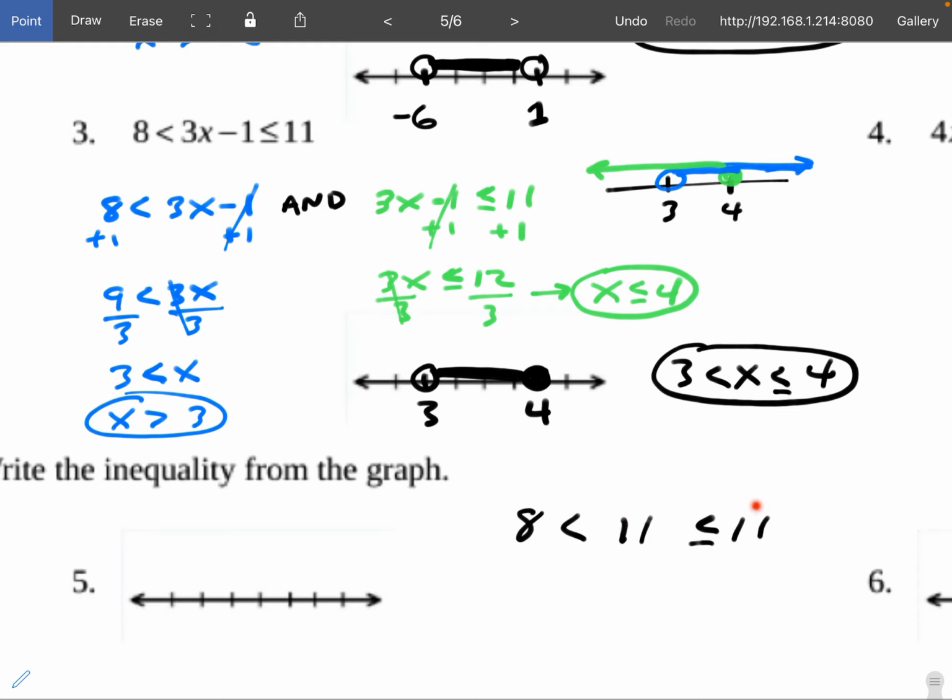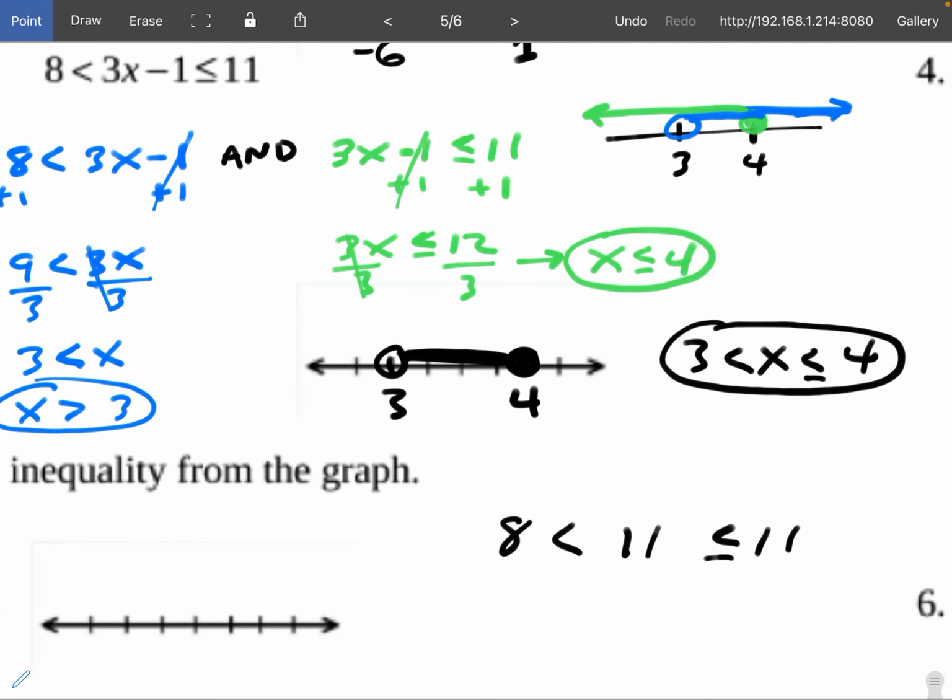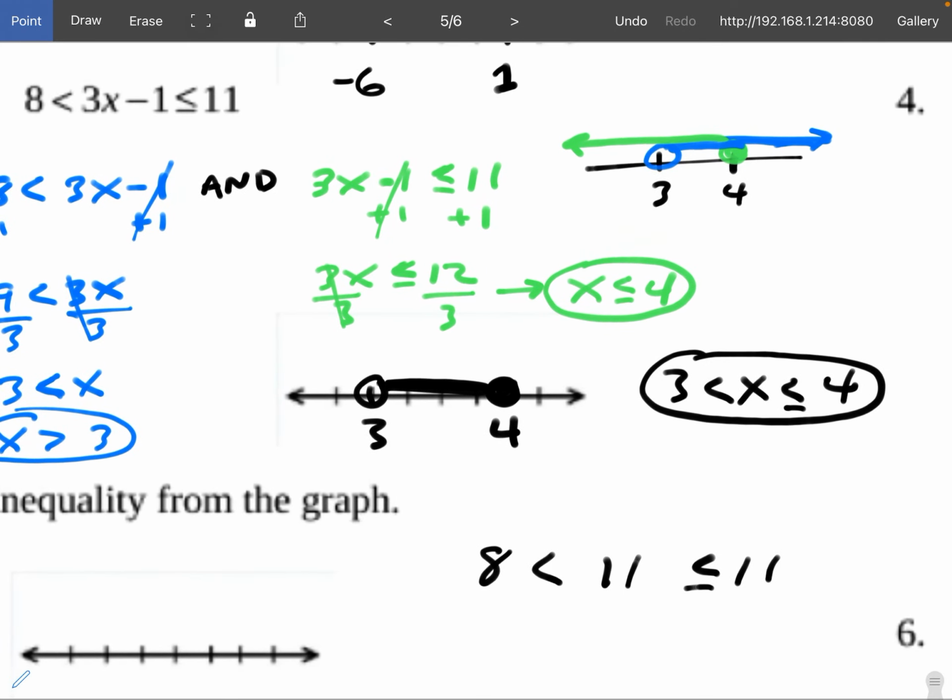Well, is this one true? Yeah, 8 is less than 11. What about this one? Is 11 less than or equal to 11? Remember, it's a less than or equal to. So is 11 equal to 11? Yeah, then it's part of the solution. All right, so 11 is less than or equal to 11 because it's equal to. Anyways, that's an idea how you would check your answers, okay?